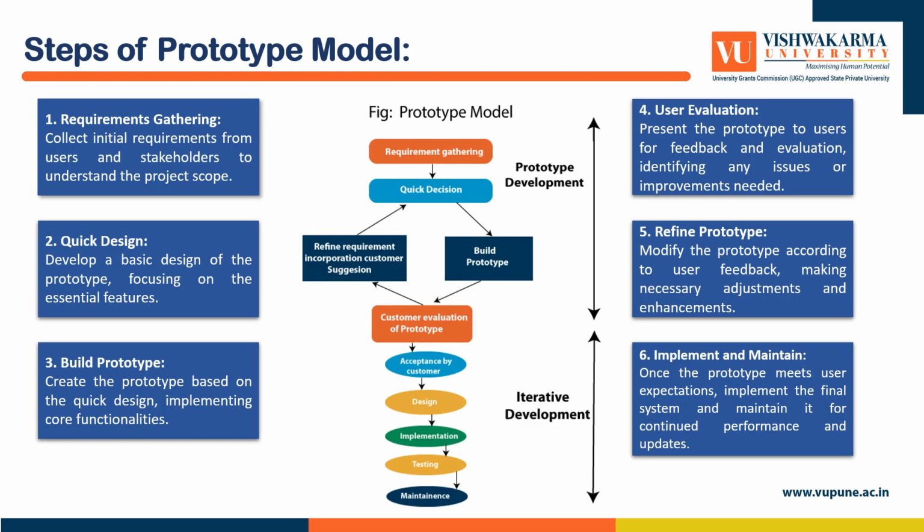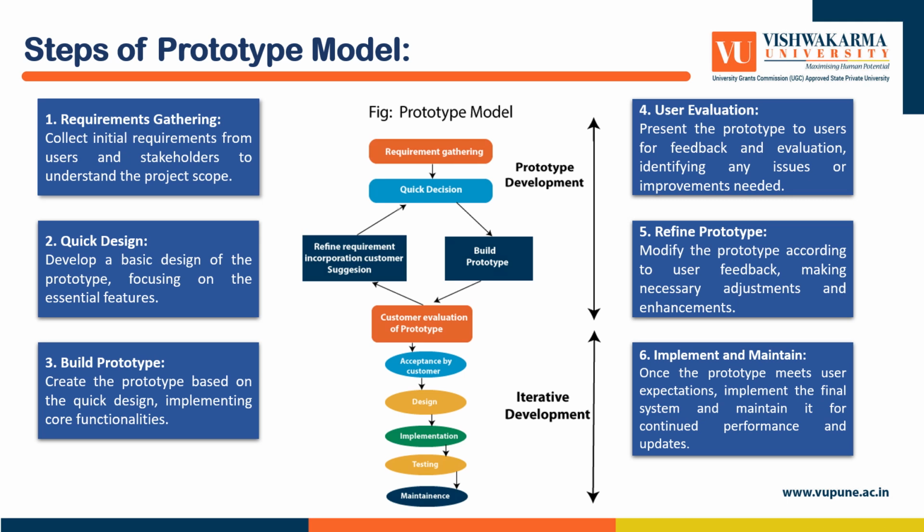Now, let's go through the key steps in the prototype model. First, requirement gathering. We collect initial requirements from users and stakeholders to understand the project scope. Second, quick design. Next, we create a basic design focusing on initial features. Third, build prototype. Using the quick design, we build a working model to showcase core functionalities.